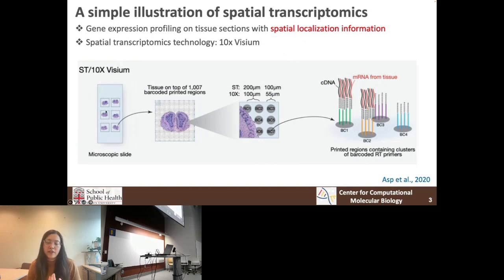First, you have a commercially available slide from this company with different squares. Each square contains about 5,000 spots of barcoded mRNA probes. Then you overlay a specific tissue on top of the squares, and the mRNAs released from the tissue will be hybridized with the barcoded capture probes underneath the tissue. These probes allow you to capture the gene expression information. And because these barcoded spots also contain a spatial barcode, you will also obtain the spatial information.